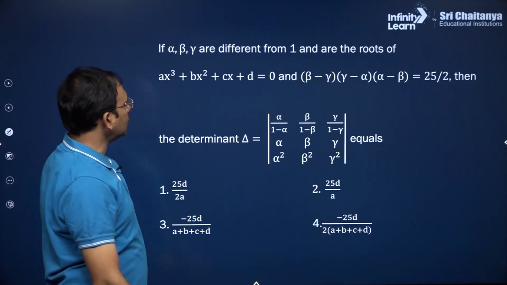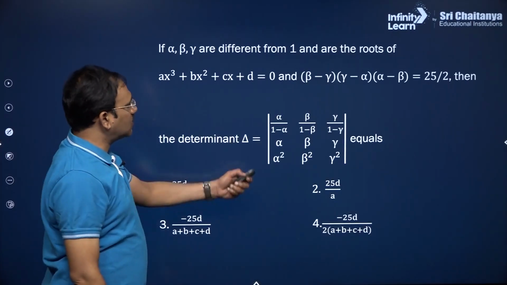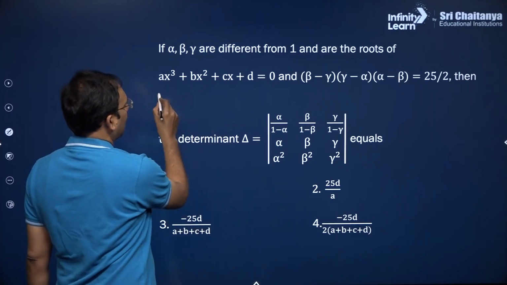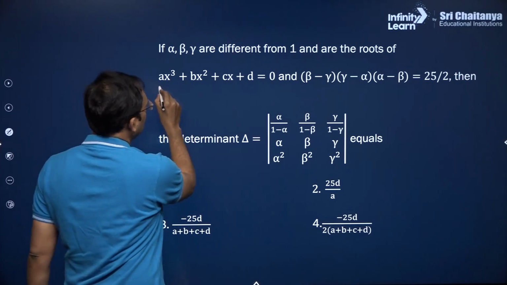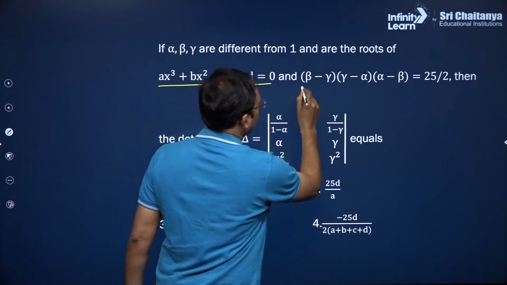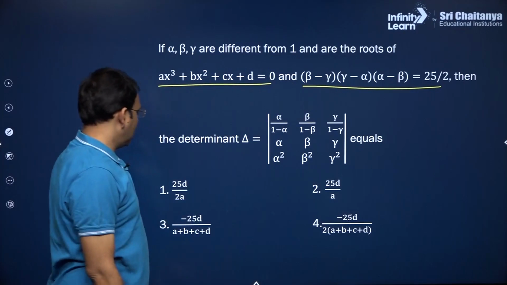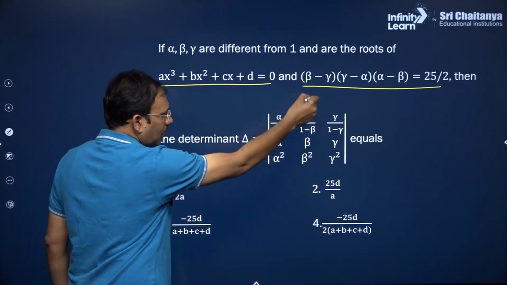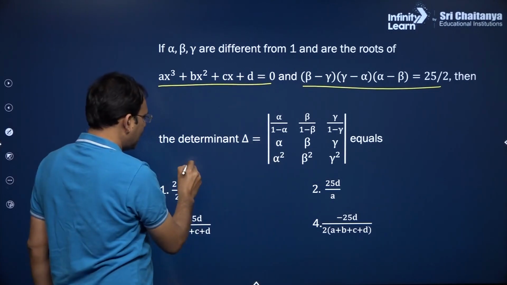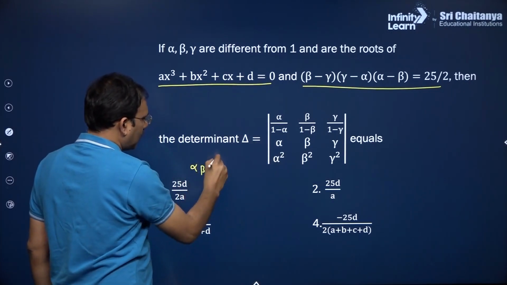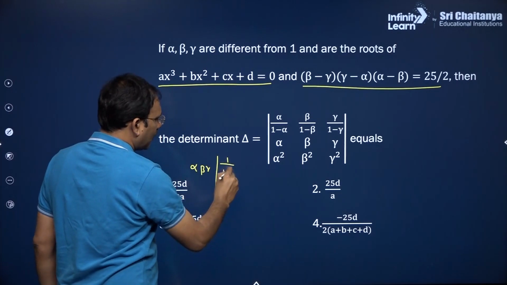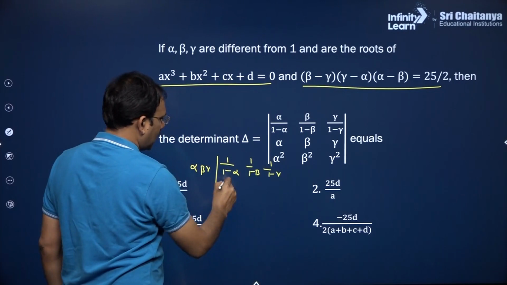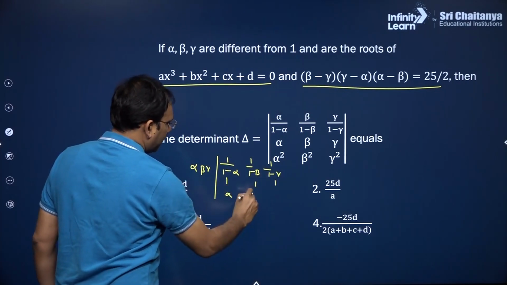That's it. Next friends, this determinant, what you can do here is, he said alpha, beta, gamma are different from 1 and are the roots of this cubic equation, and this expression value is also given. Then we need to find the result. One thing you can do is, you can take alpha, beta, gamma common from each column. So alpha, beta, gamma, then you are left with 1 by 1 minus alpha, 1 by 1 minus beta, 1 by 1 minus gamma, 1, 1, 1, alpha, beta, gamma.